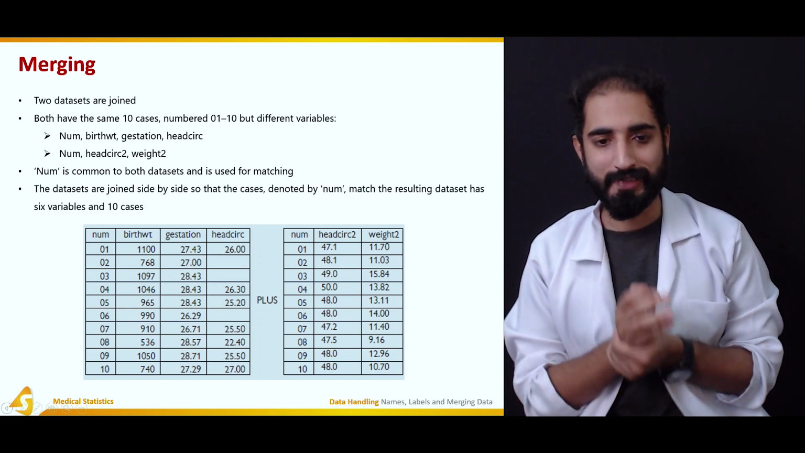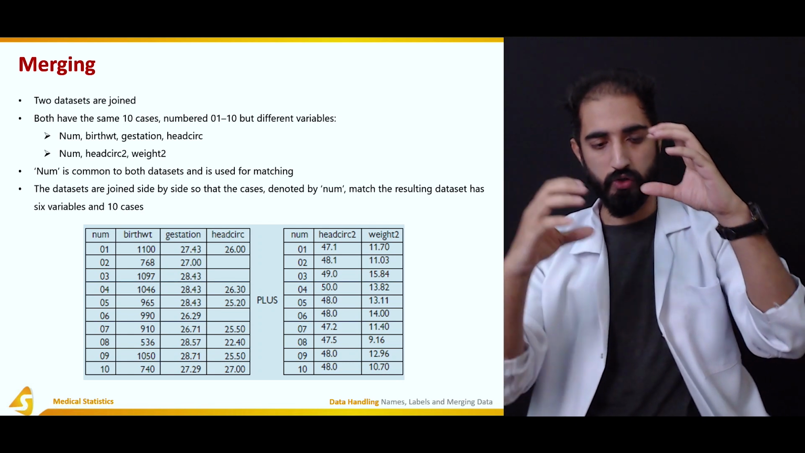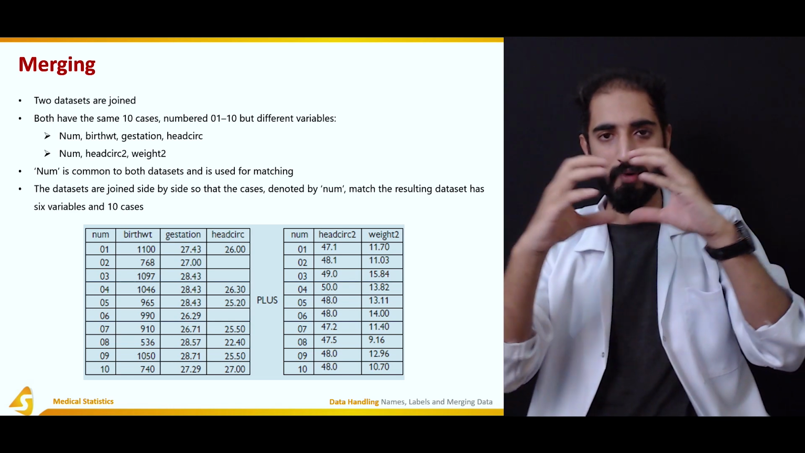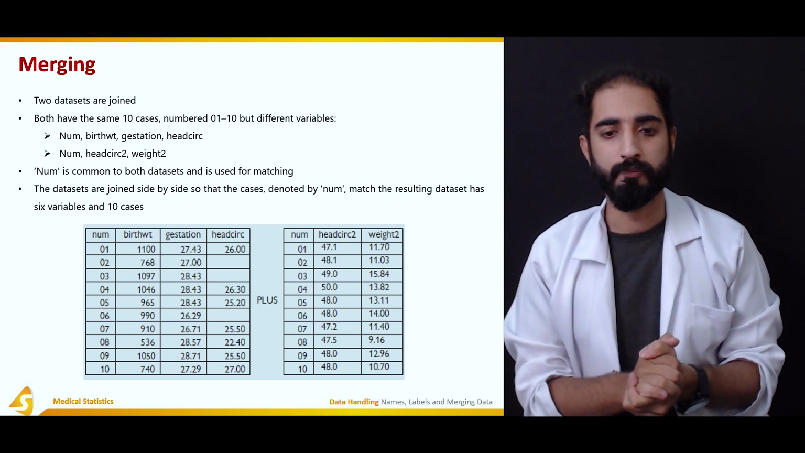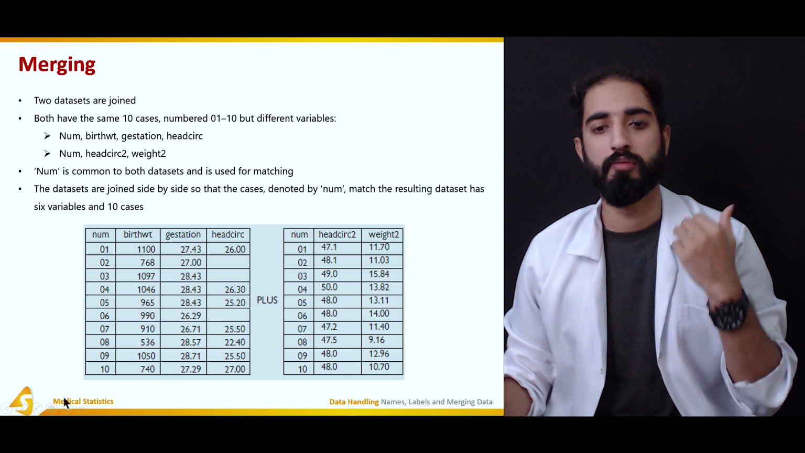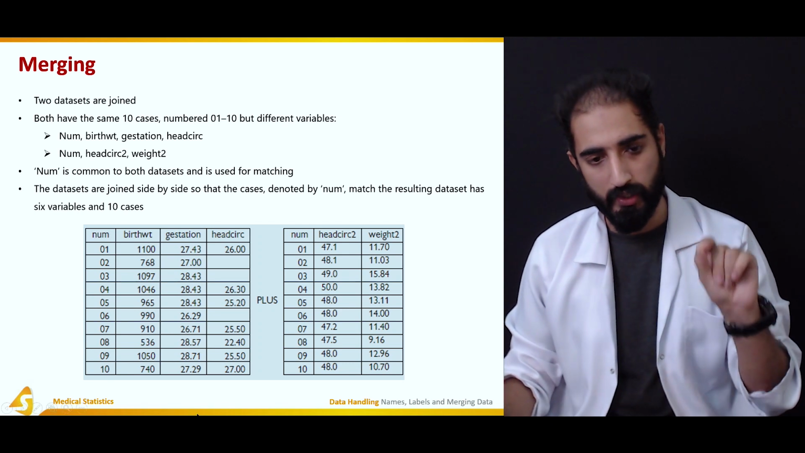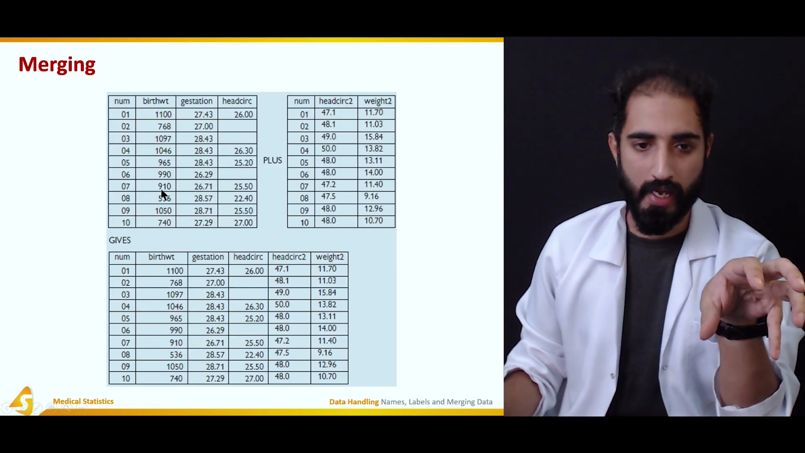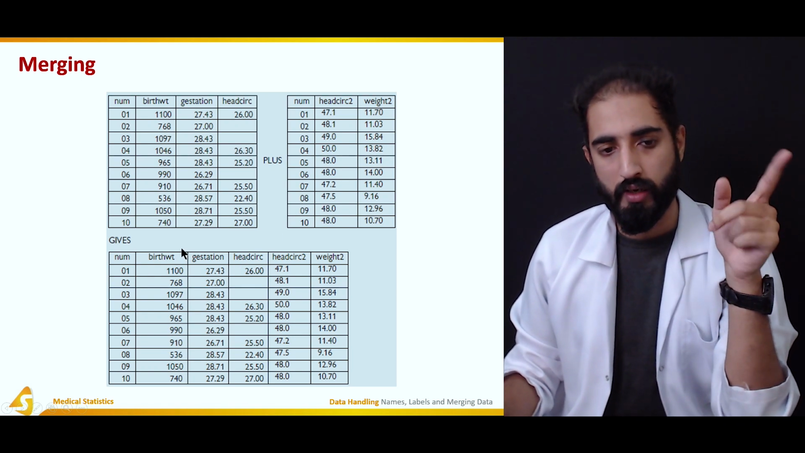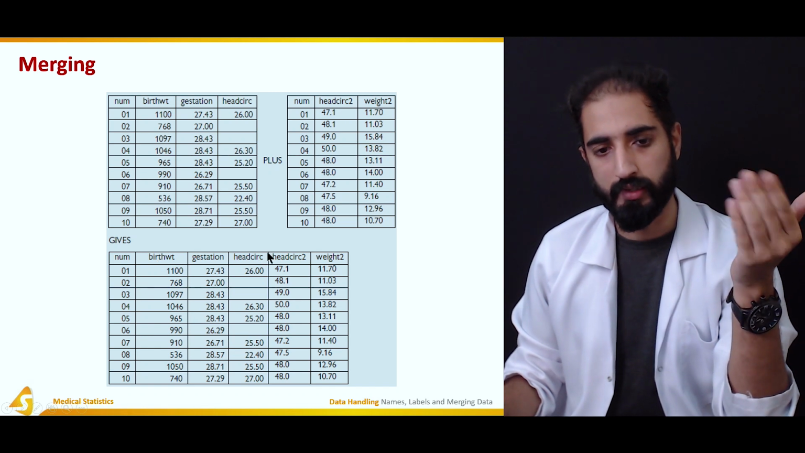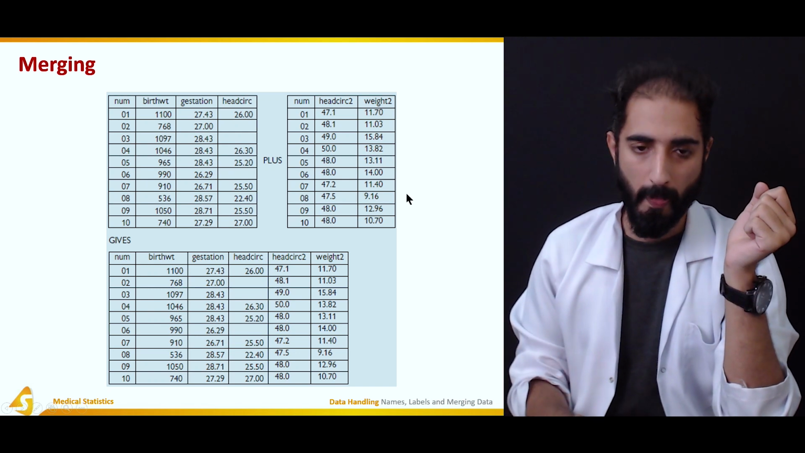So the data sets are joined side by side. It would be like this is one data set and this is one data set. In appending, we join them like this, but here we would join them like this, side by side, identified by the number of the subjects. So it is denoted by number, and matched. The resulting data set has 6 variables but the same 10 cases, as we can see here. So we add this with this and we get this. Same 10 subjects but 6 variables instead of 4 variables here and 3 variables here.